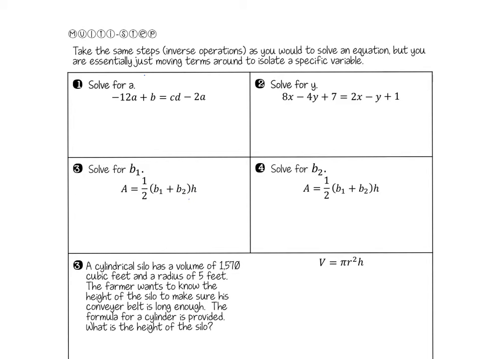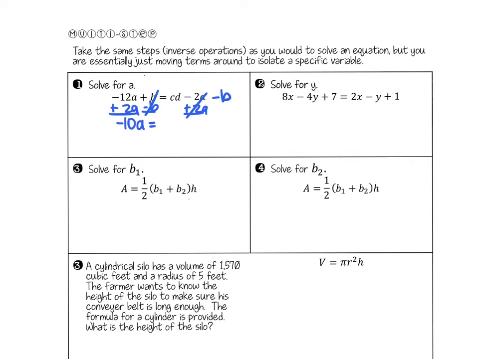I can start by combining my like terms. Okay. So I know the like terms are negative 12a and negative 2a. B and CD don't have a like term, so those are going to have to stay by themselves. So we can move this either way. I would probably add the 2a. So I have negative 10a, and I'm going to go ahead and subtract this b at the same time because I know I want to move it away from there.